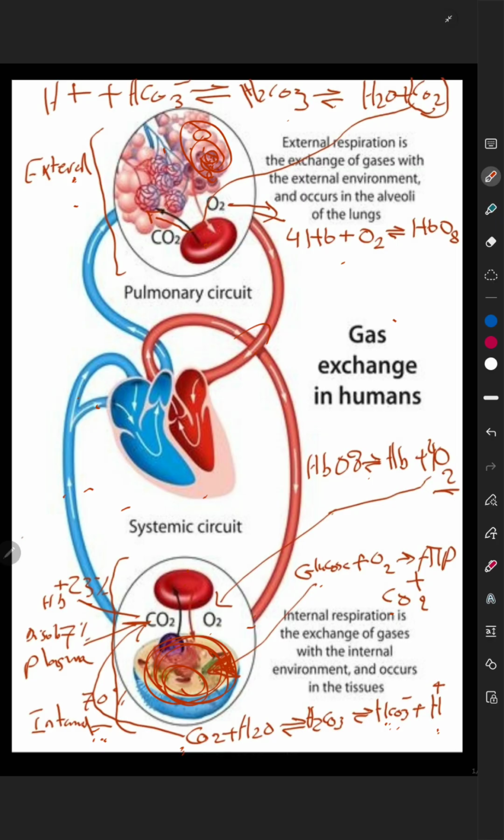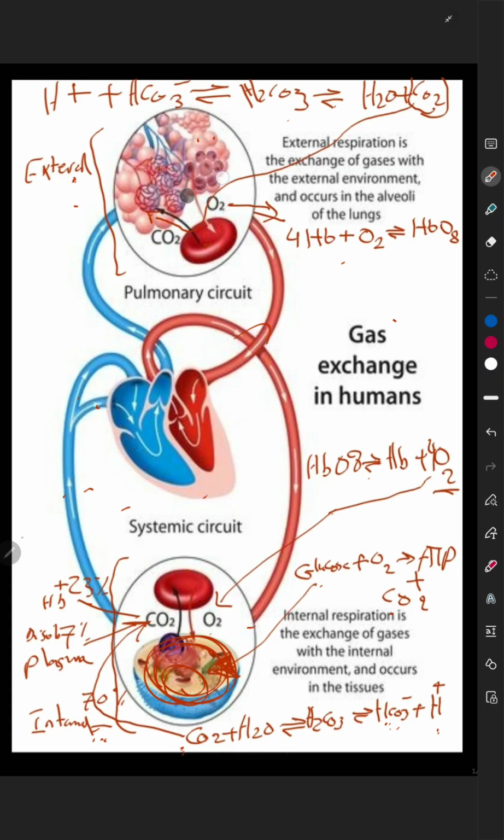But how does that happen? First of all, the oxygen is in high concentration here in the alveoli, and the alveoli are surrounded by capillaries. In these capillaries that surround the alveoli, or surround the lung, we have a low concentration of oxygen. So the oxygen, according to the concentration gradient, will diffuse from high concentration to low concentration. It means it will go from the alveoli to these capillaries that surround the alveoli.